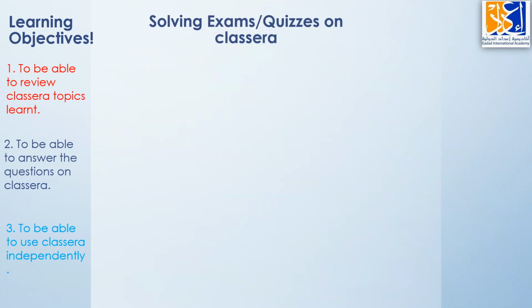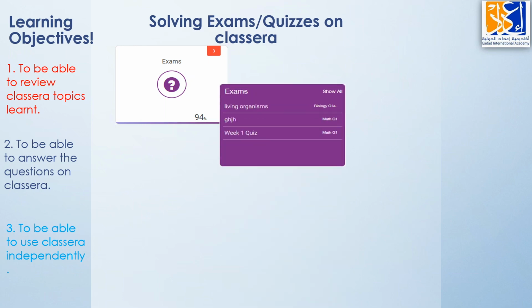Solving exams and quizzes on Classera. Now, we all know that we can write exams and quizzes on Classera. Yes? Yes. Now, when we open our Classera homepage, there is a portal of exams. You can see that there is a 3 written on it. What is this 3? This 3 means that I have got 3 exams to write. When I click on this number 3, it will show me that you have 3 different tests and exams: maths, science, and so on. So it's up to me which exam I am going to start writing first.